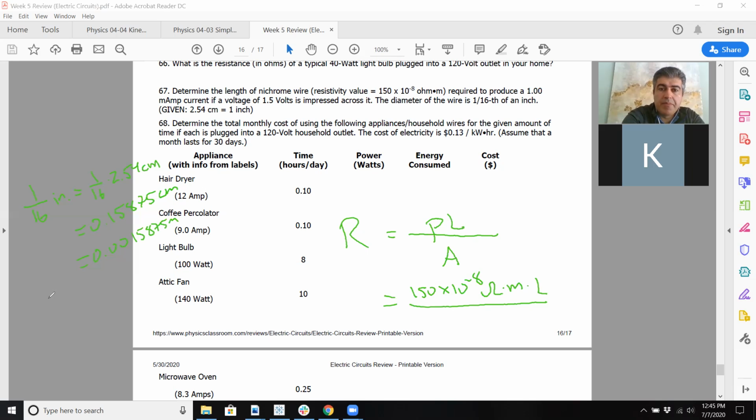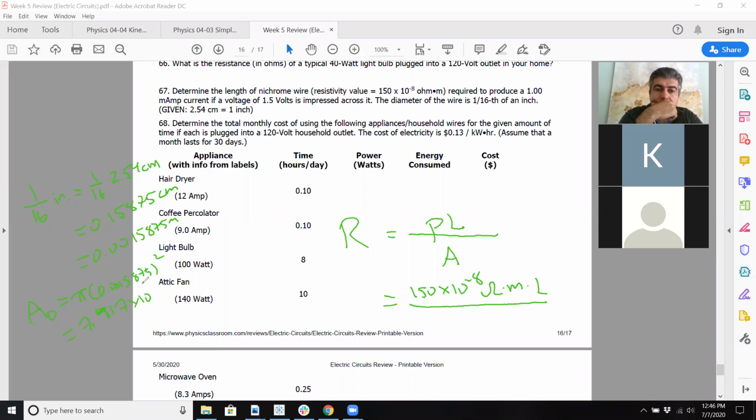But remember, it's a wire, so it's got a cross-sectional area. That's a circle, so you square it and times pi. So your cross-sectional area is going to be 7.917. Is it pi r squared for the bottom part? Yeah, for the area, yes, it will be. Would it be half of the 0.0015? Oh, because it's a diameter.